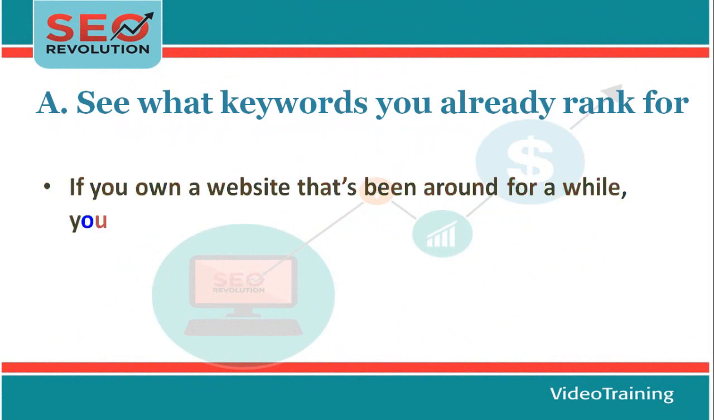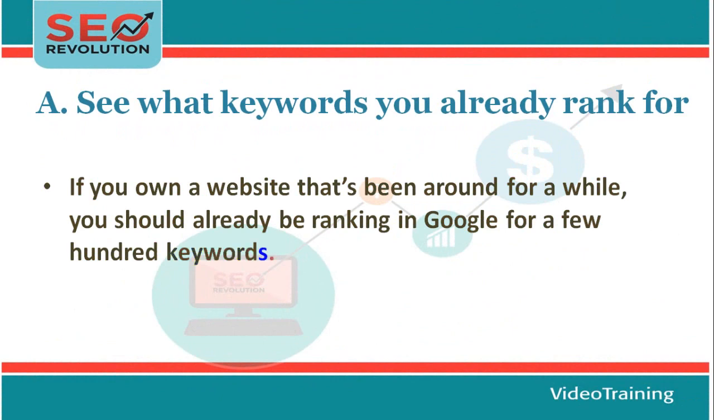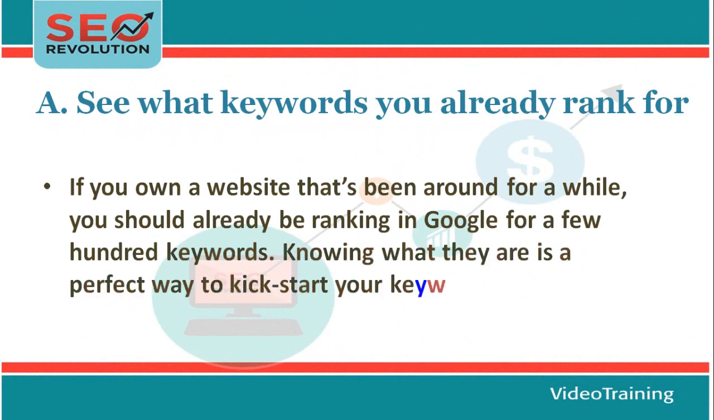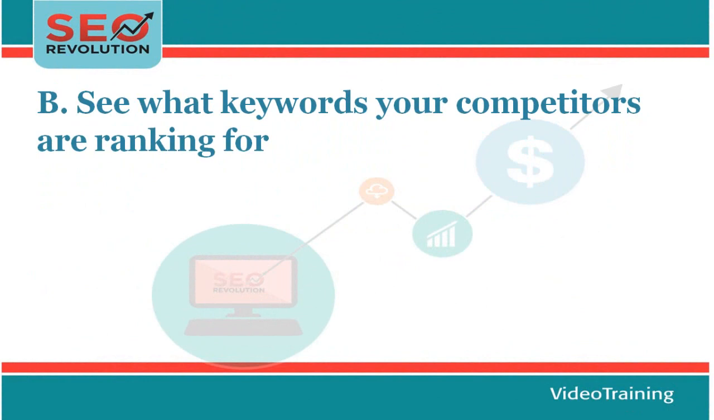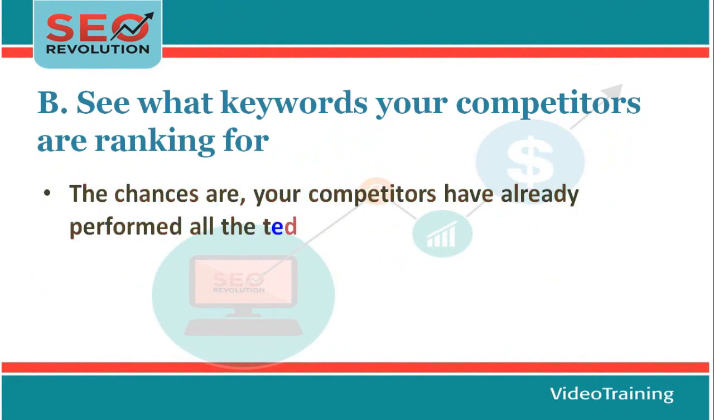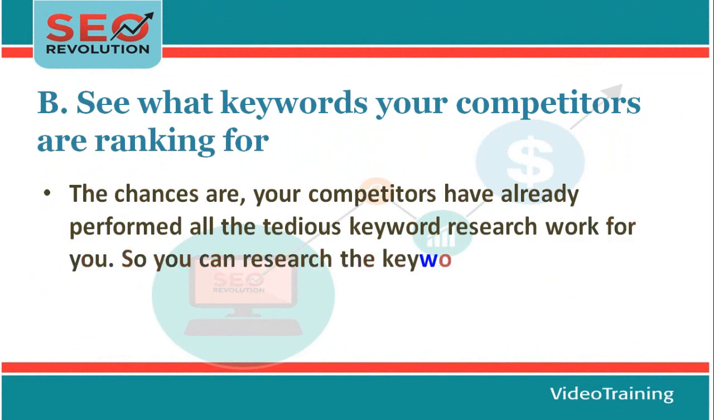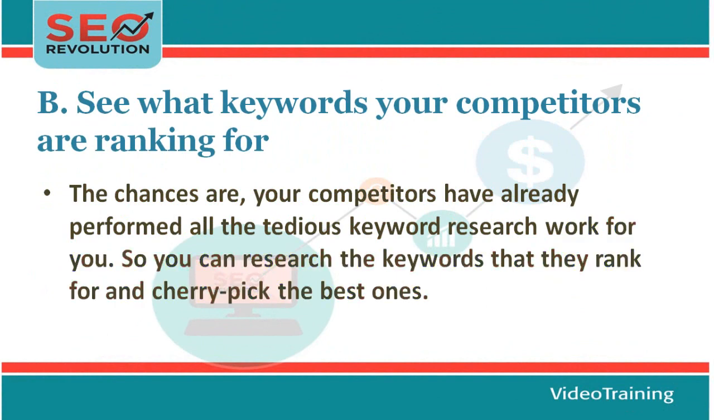If you own a website that's been around for a while, you should already be ranking in Google for a few hundred keywords. Knowing what they are is a perfect way to kickstart your keyword search. B. See what keywords your competitors are ranking for. The chances are your competitors have already performed all the tedious keyword research work for you, so you could research the keywords that they rank for and cherry-pick the best ones.